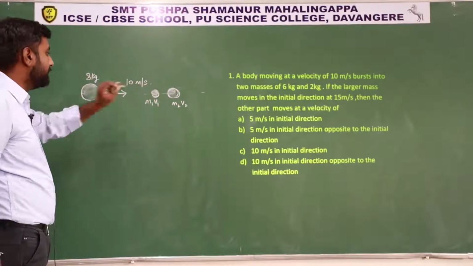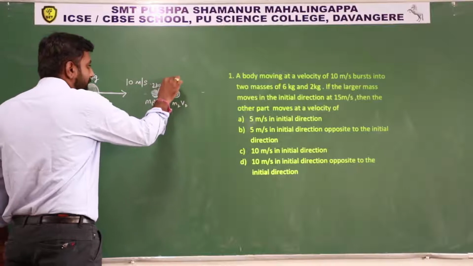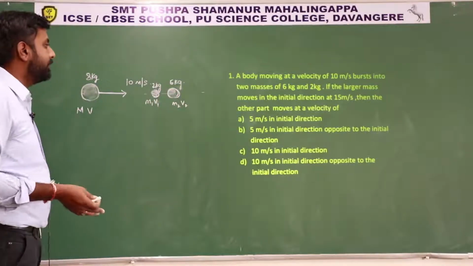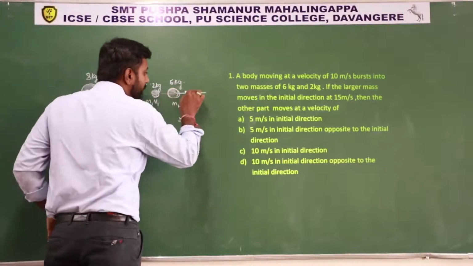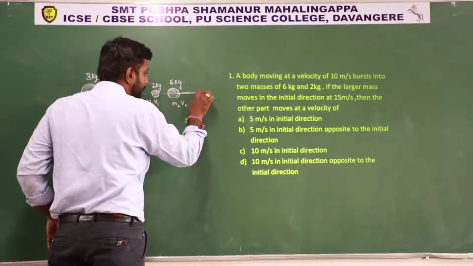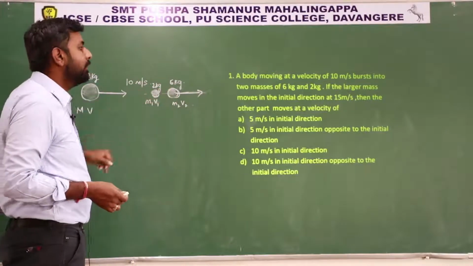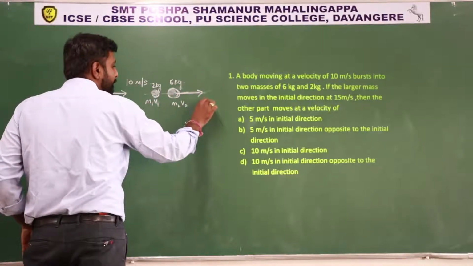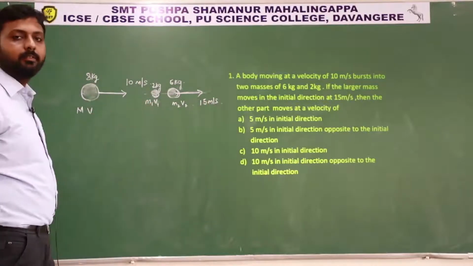After it bursts, this 2 kg and 6 kg will move in some direction. We will find the direction of the 2 kg. This 6 kg will move in the same direction according to the question. The larger mass, 6 kg, moves with a velocity of 15 meter per second. We have to find the velocity v1.